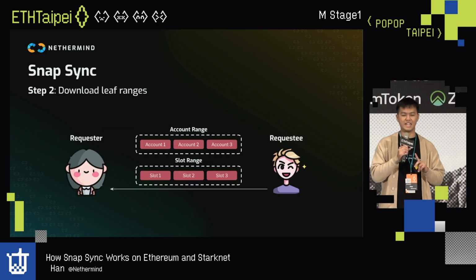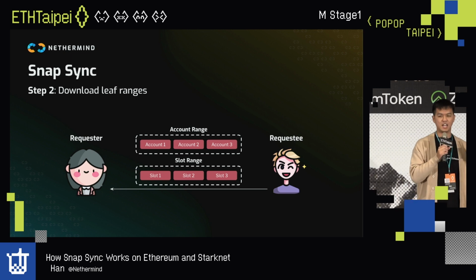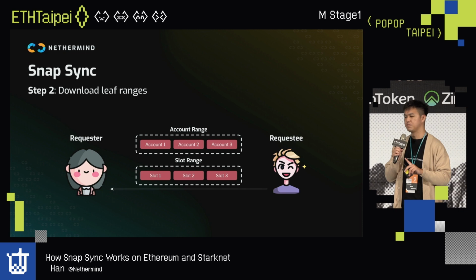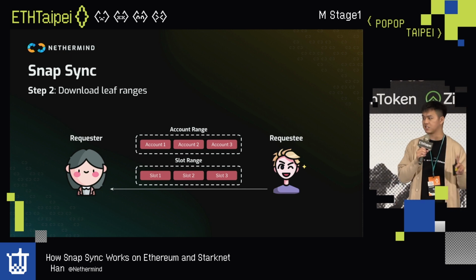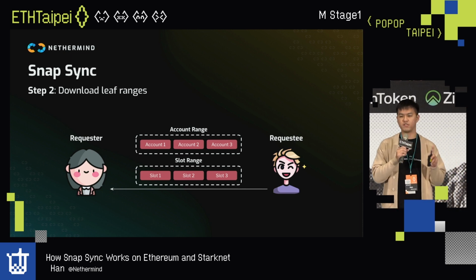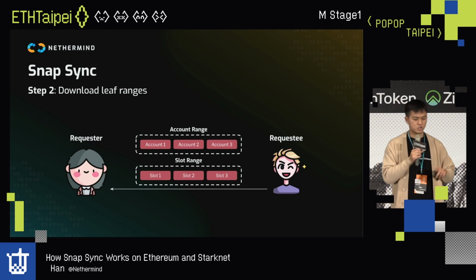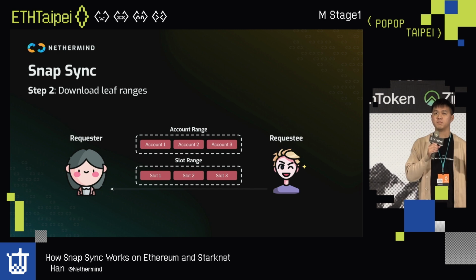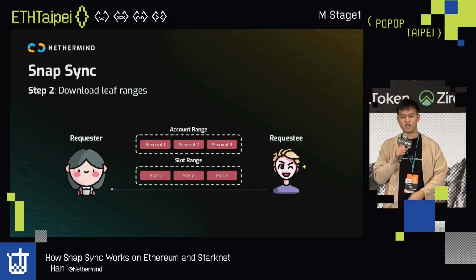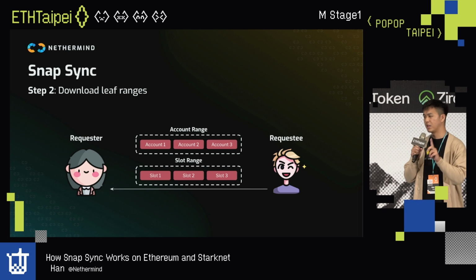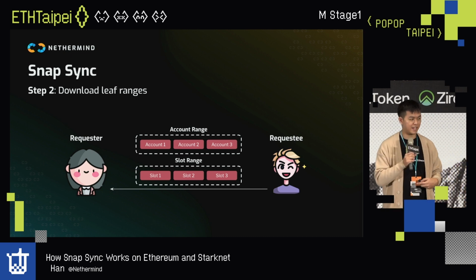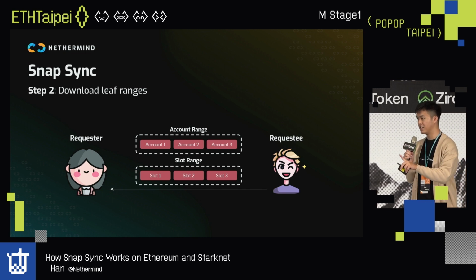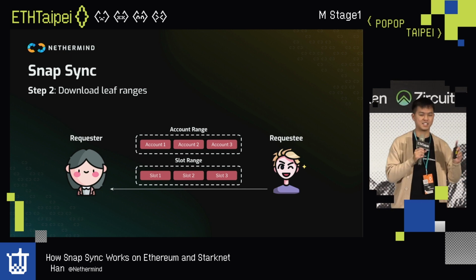Next, you have to download the leaf ranges. What do we mean by leaf ranges? A leaf here means, again, the fundamental data object, an account or a slot. So leaf ranges means either an account range or a slot range. A range is basically a range of accounts from one address to another address. For example, the requester will request the accounts from address 1 to address 3. So that is a range of 1 to 3. The requestee will send back the actual account objects from address 1 to address 3. So that is a range.